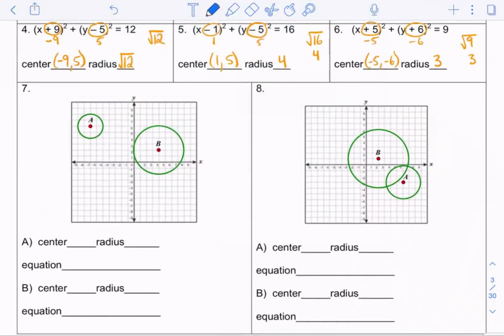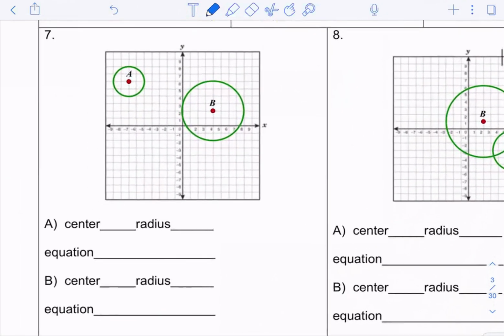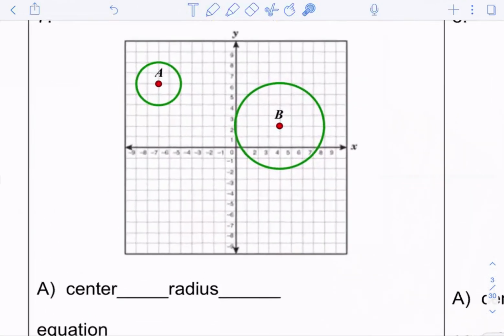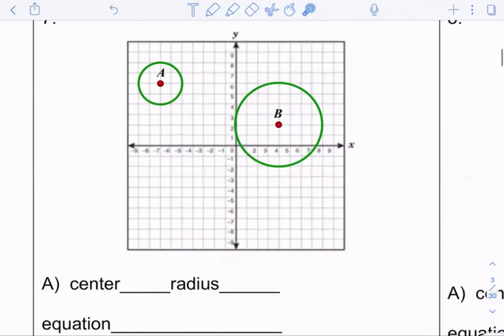If you take a look here, in this picture, it actually already graphed the circles for you. We have to determine what is the center and what is the radius so that we can properly write the equation. So I'm not sure if you could see this. I'm going to zoom in a little bit more. So if you look at circle A, Miss Murphy, can you tell on your end what the center is there?